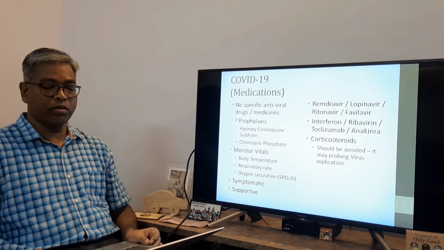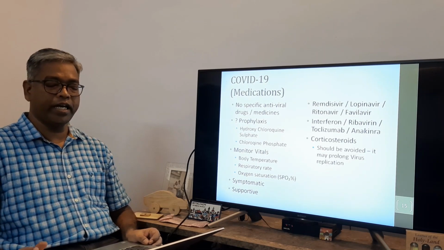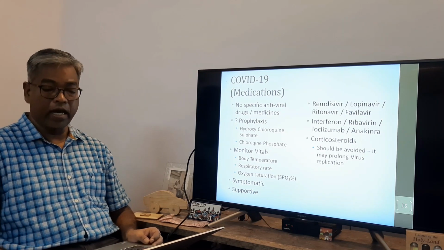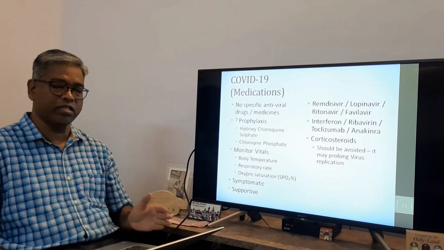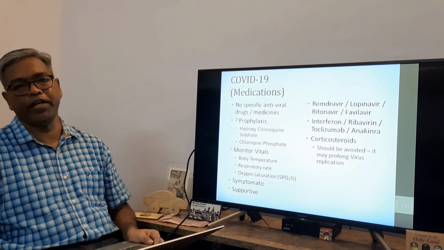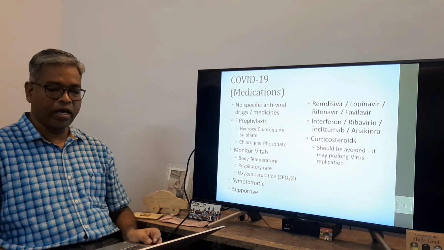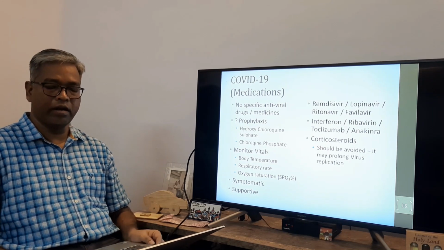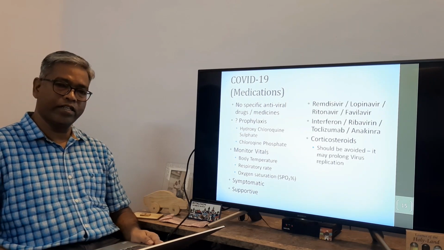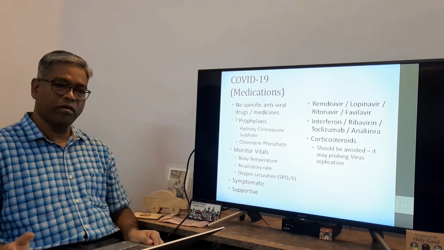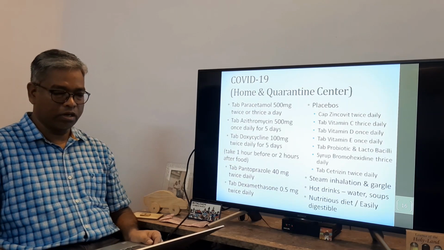And corticosteroids, avoid taking steroids because it may again prolong virus replication. I had to take it because I saw at one time my oxygen saturation had come to 84 or something like that. So I just took it for 3 days, and I was again monitoring myself. So I took dexamethasone, Dexona we say. I took it morning and evening for 3 days, and then it was okay.